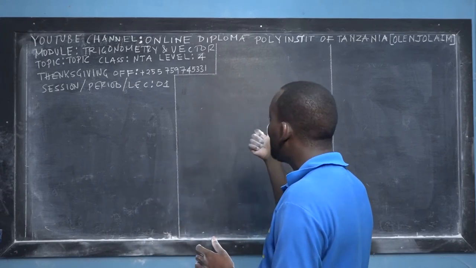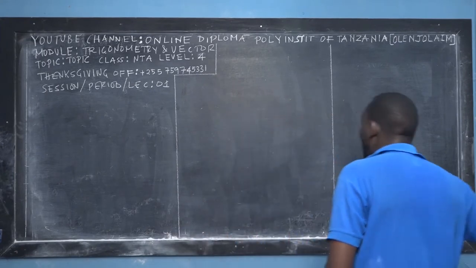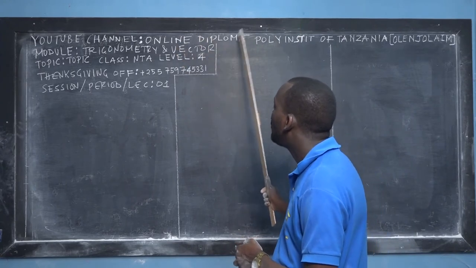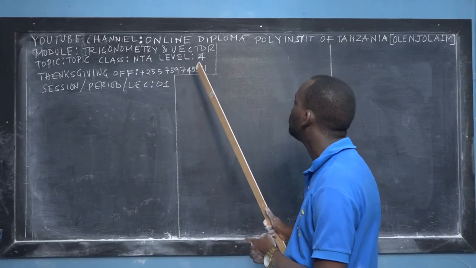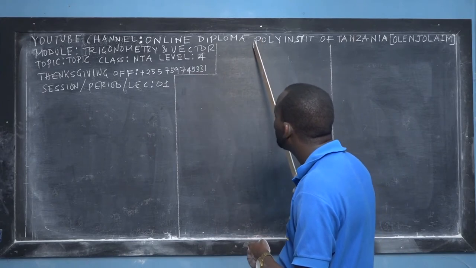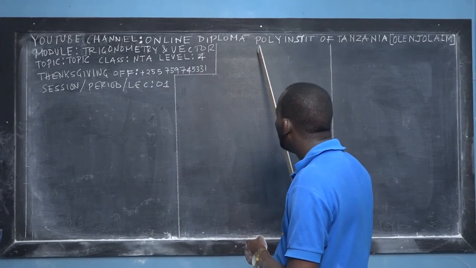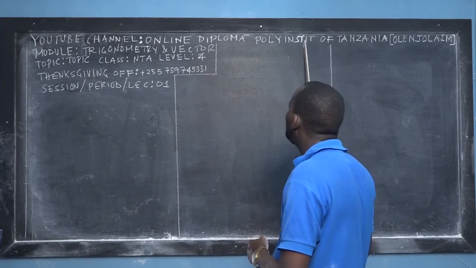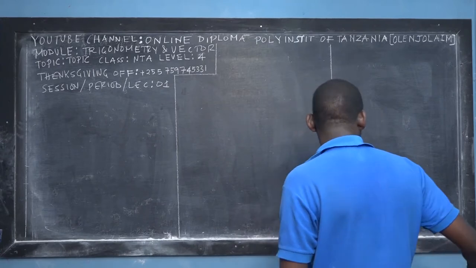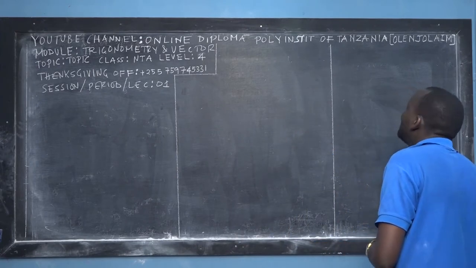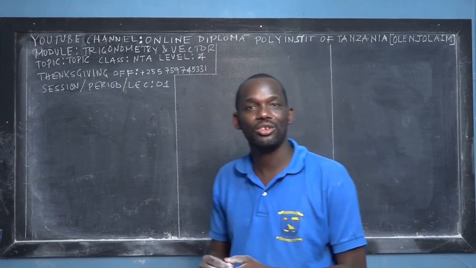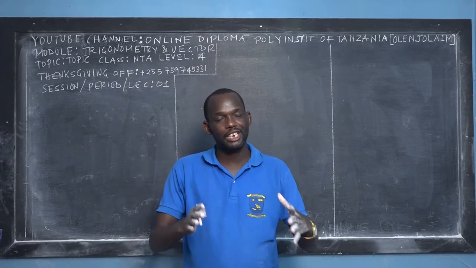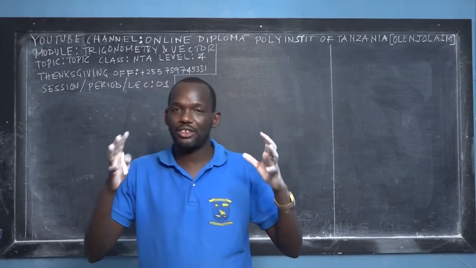As the name indicates, online diploma: the methodology is online, and every word has a meaning. Diploma means the level that I will be teaching in this YouTube channel. Polyinstitute is a combination of two words. Poly means polytechnic, and institute is the abbreviation of institution, of Tanzania. It doesn't mean that I'm teaching only Tanzanians; this is a global program, so everybody can benefit from this material. But I'm using the syllabus of the United Republic of Tanzania because I should have a focus.